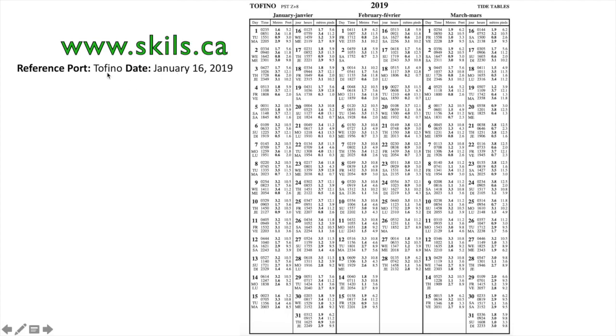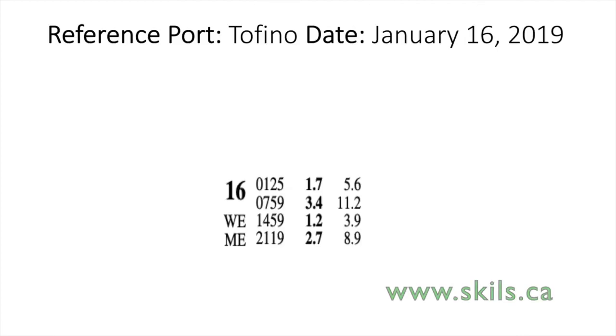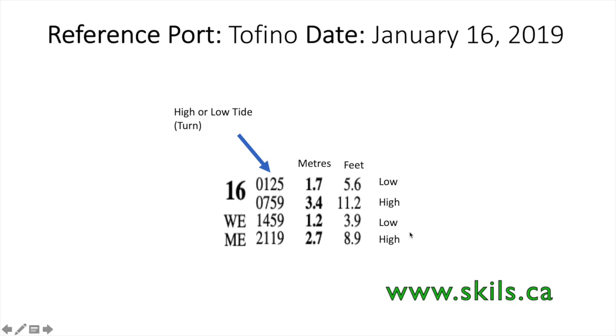So if we were going to look at a calculation for Tofino, which is our reference port, and January 16th, we'd look at January and then the 16th. We can see here we've zoomed in, and in the left-hand column, this is going to be our high or our low tides, the time that it's occurring, and we would call this the turn. And then on the right, we've got the heights, either in meters or feet. And you'll notice that these are alternating, so low, high.